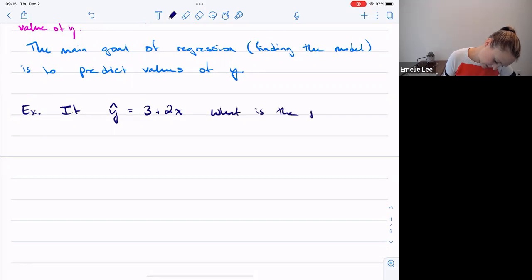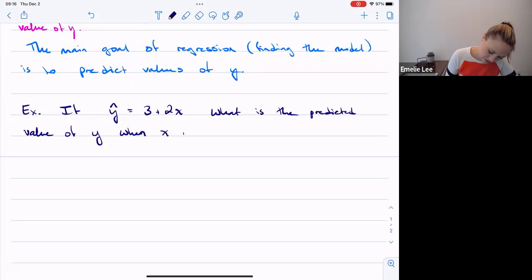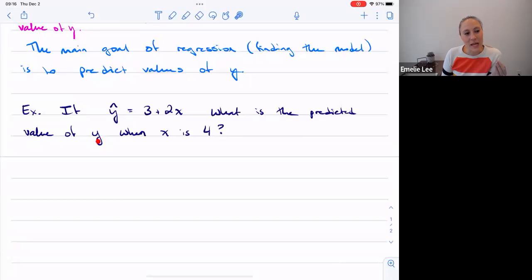What is the predicted value of y when x is 4? The questions are going to have this layout. It won't feel like it, because usually we have some variable name for y and some variable name for x, right? So what is the predicted sales when the amount of material you have is 4?